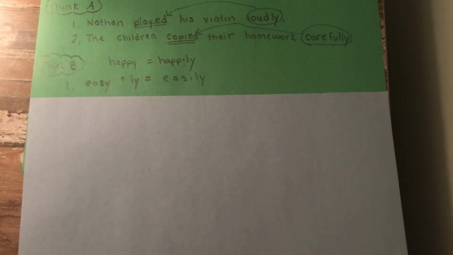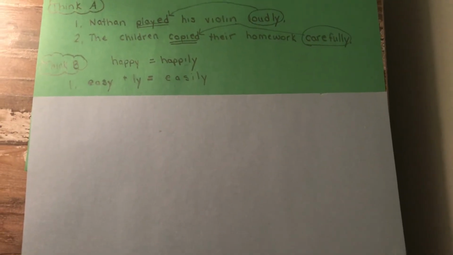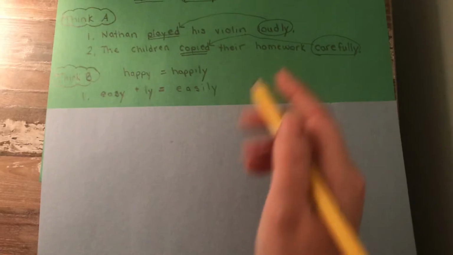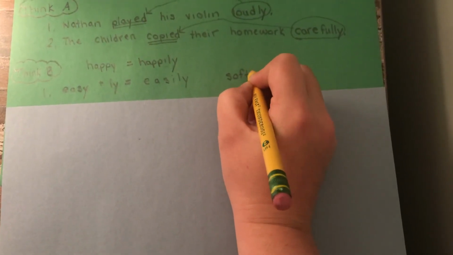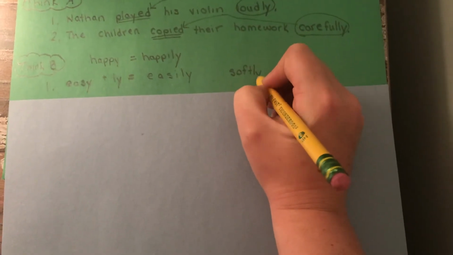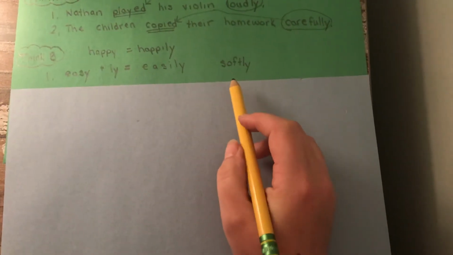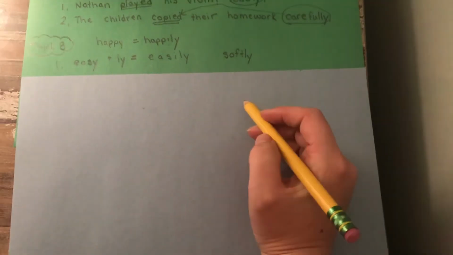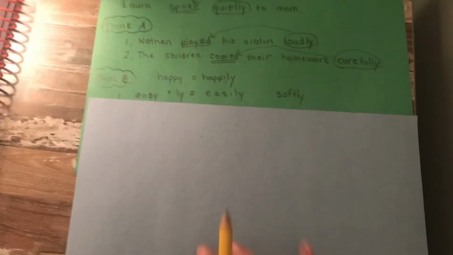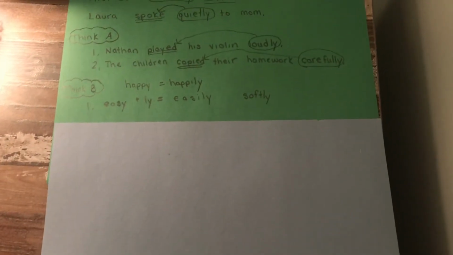But if you look at number 2, it is soft. It doesn't end with a y, so you can just add the ly. Okay, she walked in the house softly. I don't have to change anything there. I just add the ly. Okay, so I hope that's helpful, guys.